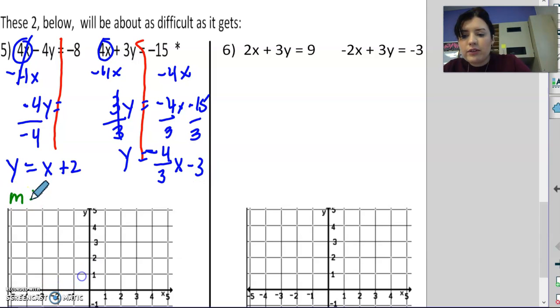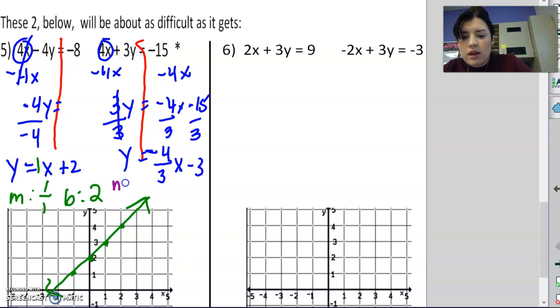Let's talk about our slopes and our y-intercepts here. This is that hidden 1, so 1 over 1, and then b is 2. So here we go, we're going to plot at 2 on the y-axis. We're going up 1 over 1. And if we're reversing the direction, we would go down one, left one. So here we go.